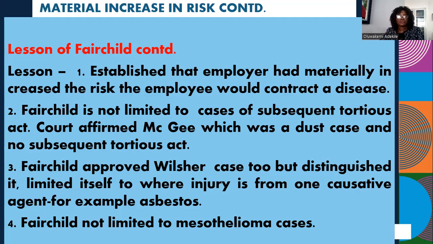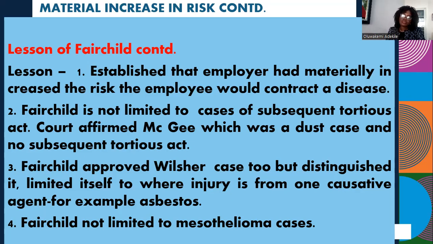In Fairchild, the court approved the decision in Wilsher's case that we have considered in the previous video. It approved it, but it distinguished Fairchild in the sense that Fairchild's case is limited to injuries from one causative agent. For example, asbestos. That was the exposure in Fairchild's case. So where the causative agent is not the same, Fairchild would not be able to help a plaintiff. You may have to look at other causes and rules.